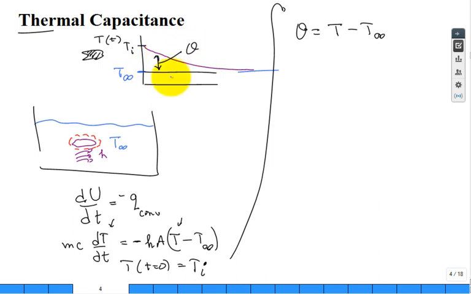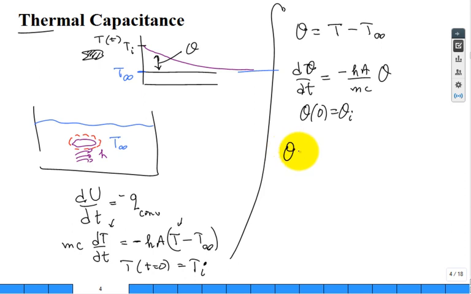And isn't theta going to go to 0 now? Instead of T going to T infinity, theta starts at some initial value and then goes off to 0. Okay, so the differential equation is: the rate of change of theta with respect to time is equal to minus hA over mc times theta. You then put the initial condition, theta at time equal to 0 is equal to theta initial. All right. Now we solve it.